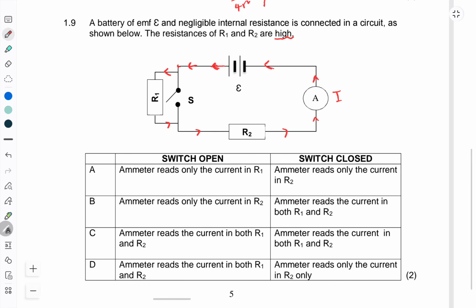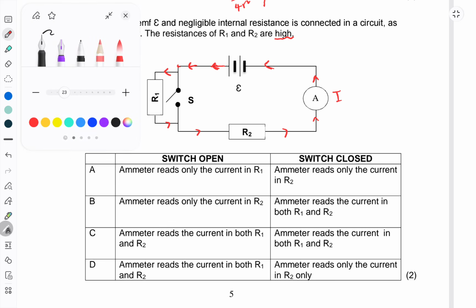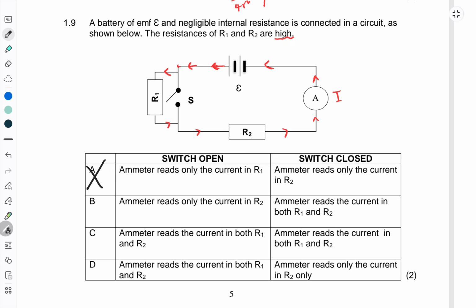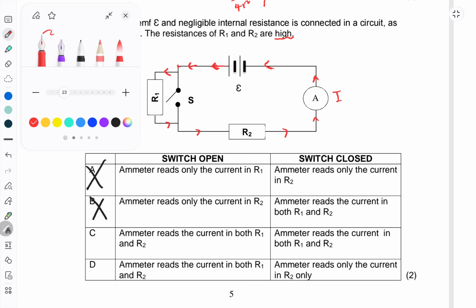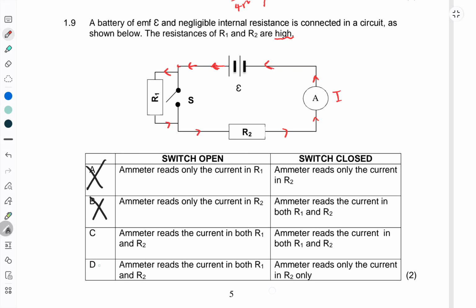So now let's look for an option like that. Ammeter reads only the current in R1. That's not true, we scrap that. Ammeter reads only the current in R2. That's not true. The ammeter reads the current in both R1 and R2. That's our answer right there. Oh, wait, but we still need to decide on the other column. So our answer lies between C and D, because C and D are saying the same thing.